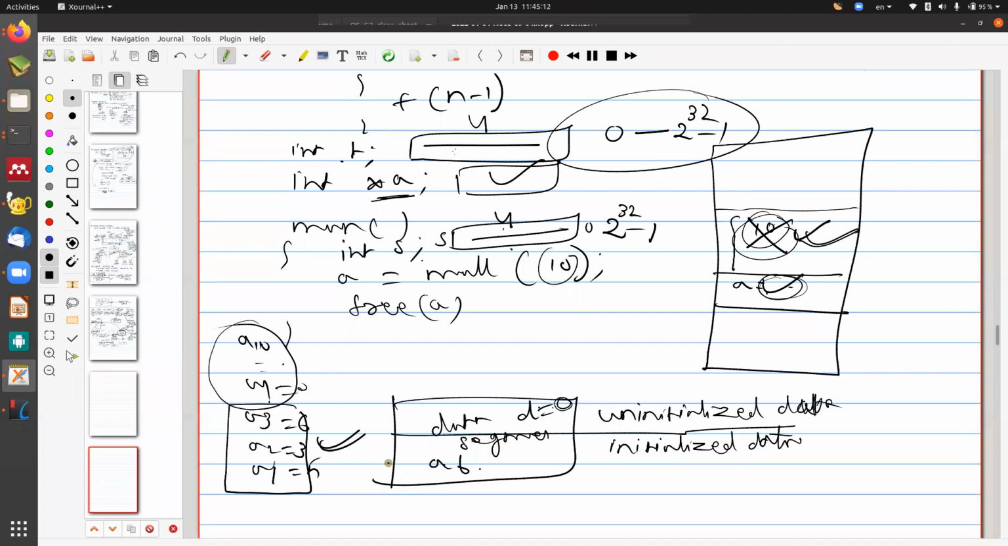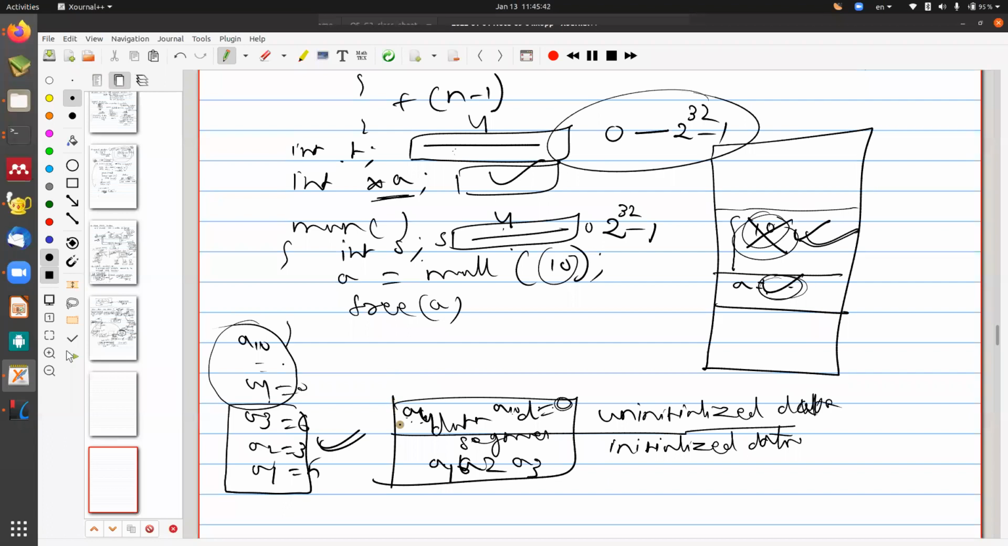But what is the benefit here? The benefit is he has kept A1, A2, A3 here, but he has kept A4 to A10 here. Then A4 to A10, what is the total size? 28 bytes. If each one is an integer, then the integer is 4 bytes. 4 into 7 becomes 28 bytes.